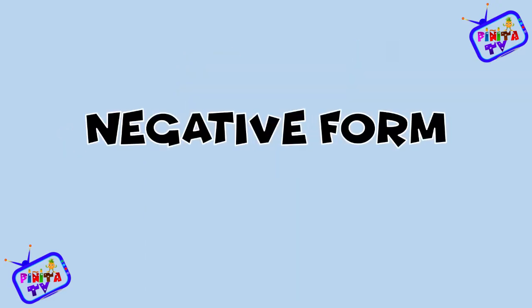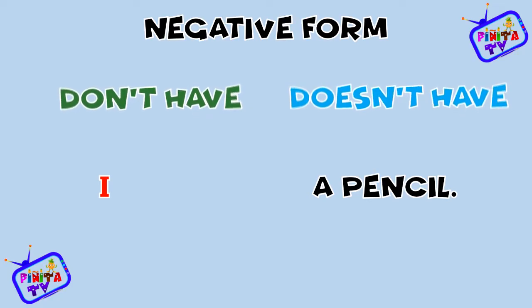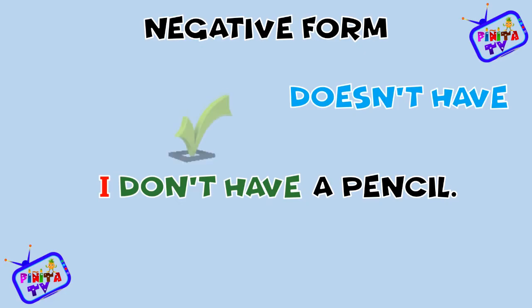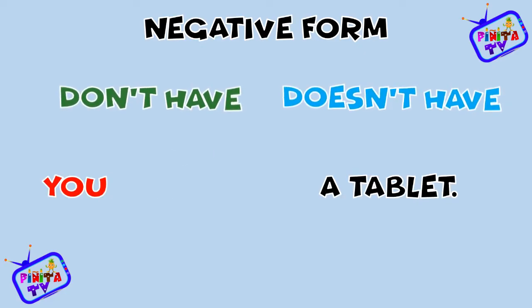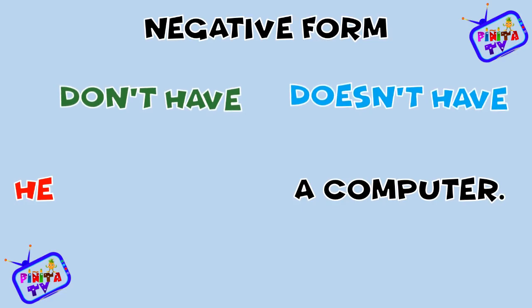Negative form. For negative form, we use don't and we use doesn't. For example, I don't have a pencil. You don't have a tablet. Don't have or doesn't have.